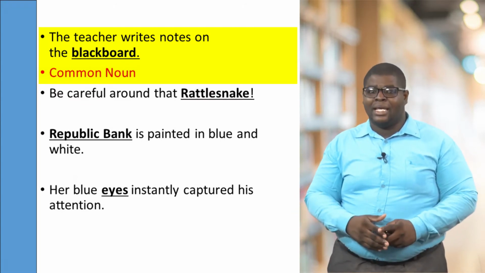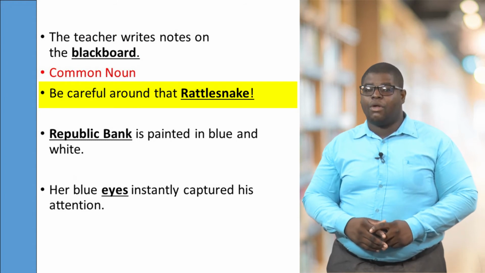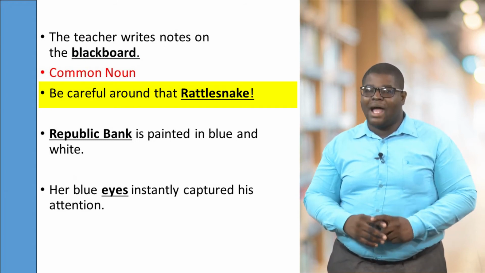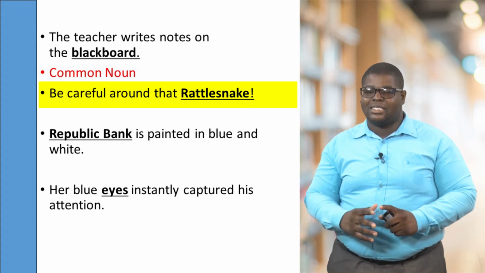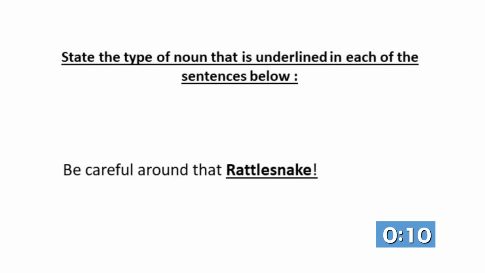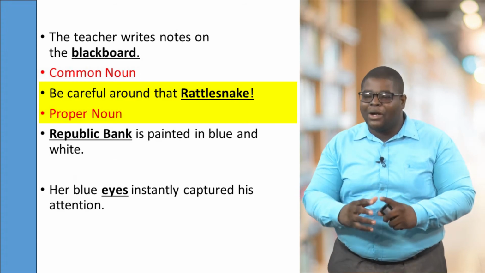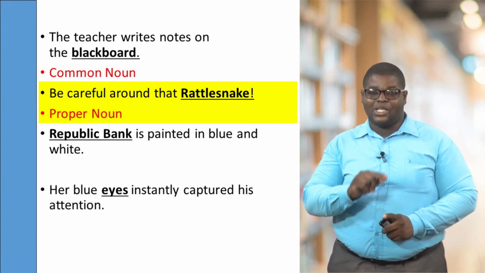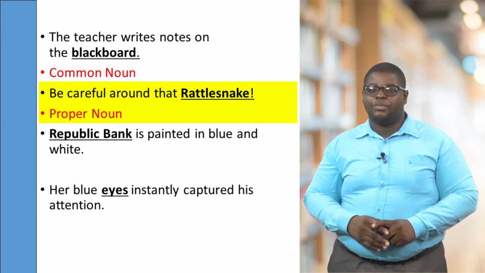Which blackboard? Be careful around the rattlesnake. So we have rattlesnake as the word on the line. Is this a proper noun or a common noun? Proper noun. It's specific. Which snake? The rattlesnake. Capital R. Let's continue.